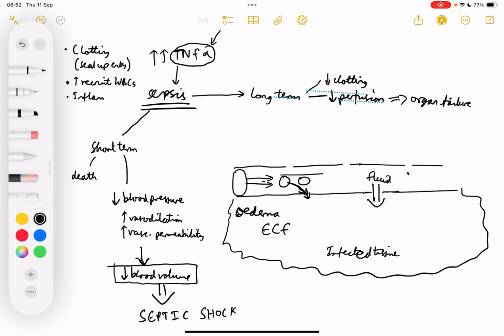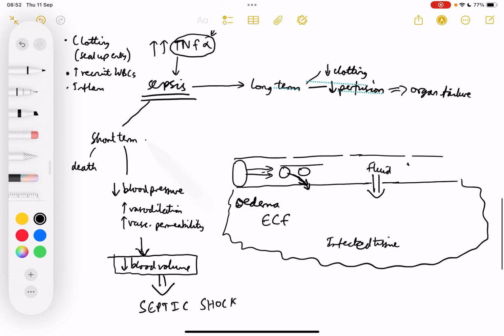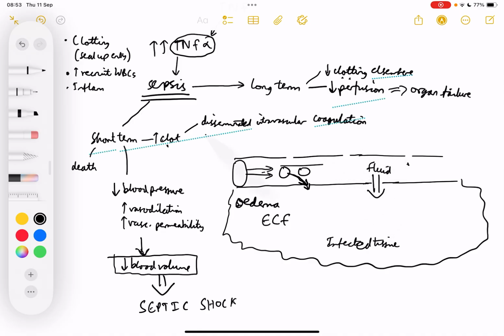So that's also bad. And I just forgot to mention one other short-term factor that I've just remembered. Because you have this increased clotting that we mentioned here at the actual site of infection, this is elsewhere, and this is in the region that you are fighting the infection, you have increased clotting leading to disseminated intravascular coagulation, which is in the small vessels.